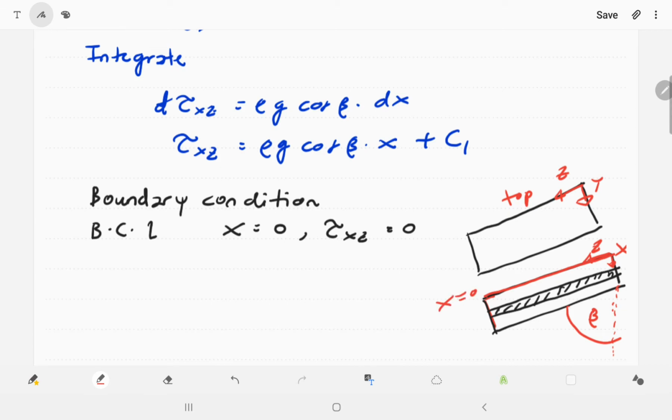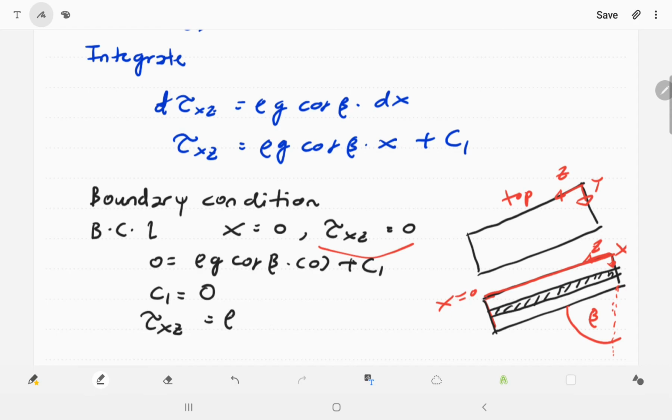Because it's interfacing with the air, your shear stress will be equal to 0. Then you can insert that into your equation. So 0 is equal to rho g cos beta multiplied by 0 plus c1. Then you can find out that your c1 is equal to 0. Then your tau xz will be equal to rho g cos beta multiplied by x.